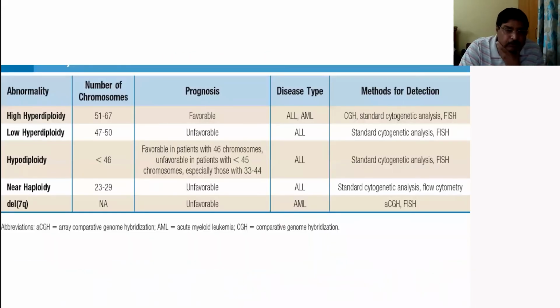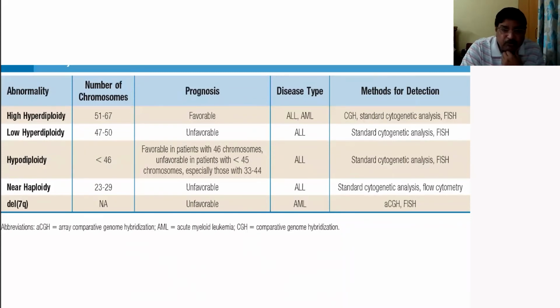So I mentioned about the hyperdiploidy and hypodiploidy. This is the single most important factor that can risk stratify precursor B-cell acute lymphoblastic leukemia. So you have high hyperdiploid, you have low hyperdiploid, where the chromosome numbers are more than 46. Hypodiploid chromosome numbers are less than 46. Near haploid, where you have 23 to 29 chromosomes.